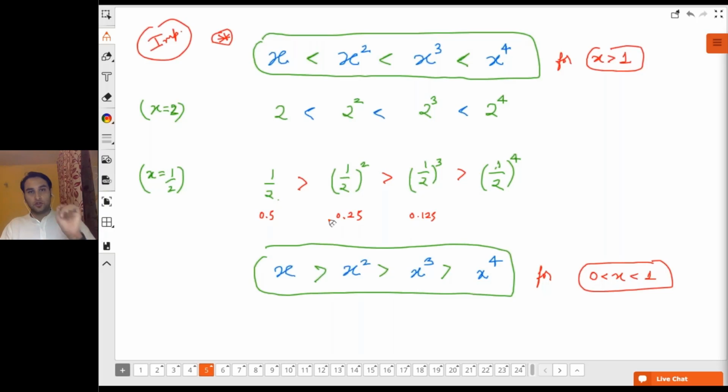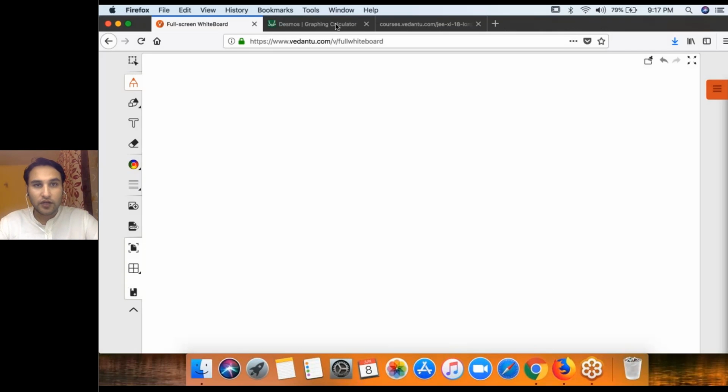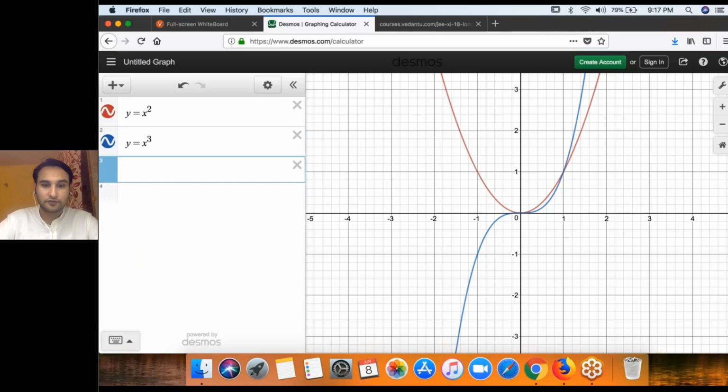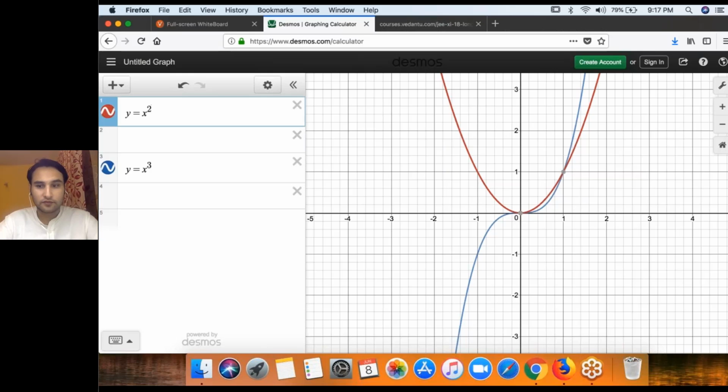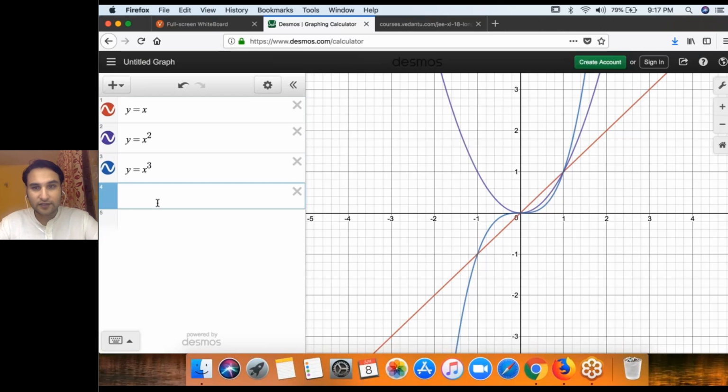Now, if you know this, then you suddenly know the graph as well. Now, I will tell you how you know the graph of all these functions. Okay, look carefully. See, I'm plotting the graphs of y is equal to x, y is equal to x square, and y is equal to x cube. Look at these graphs very carefully.